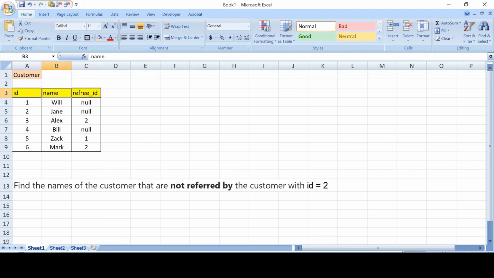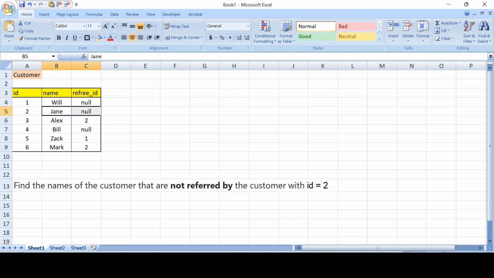What this represents is we have 6 customers by the name of Will, Jade, Alex, Bill, Zach, and Mark. They have their respective IDs from 1 to 6, and we have a referee ID column as well. What this means is there's a person who referred them. So if you see a null, that means nobody referred them. And if you see a number against it, that means somebody referred them. So Will here was not referred by anyone. That's why the referee ID is null.